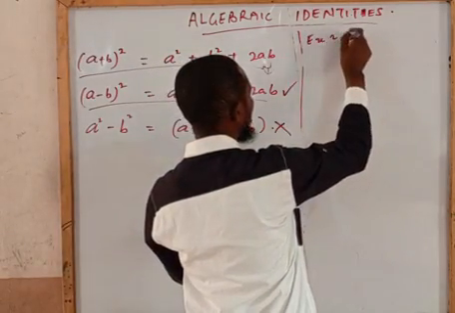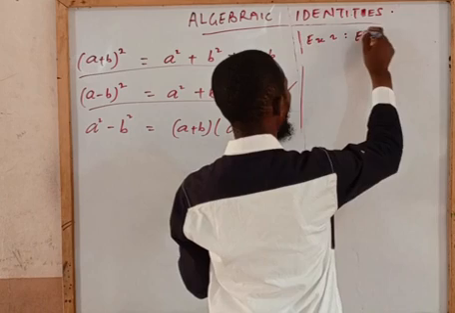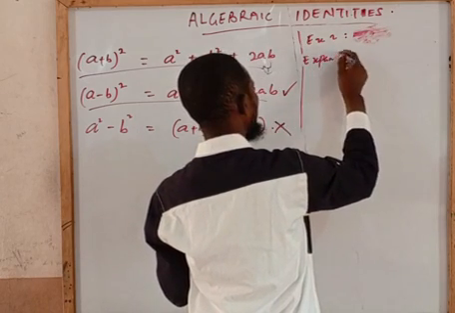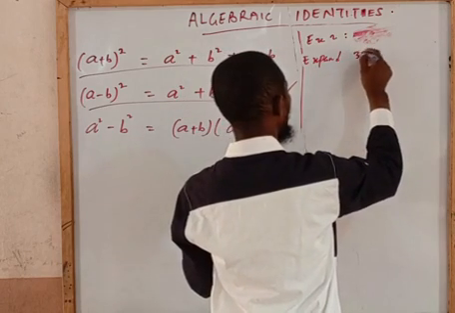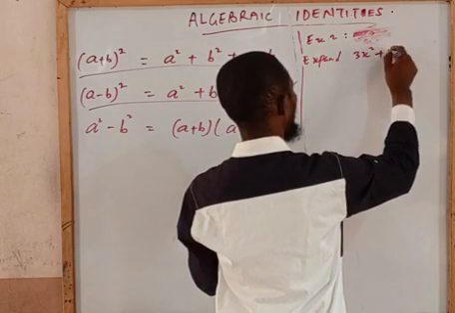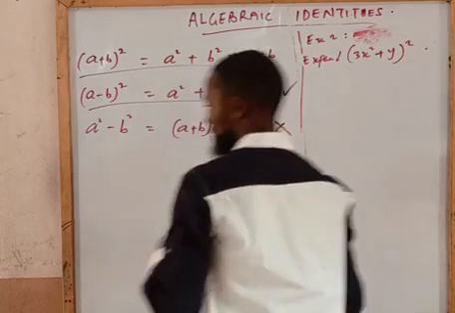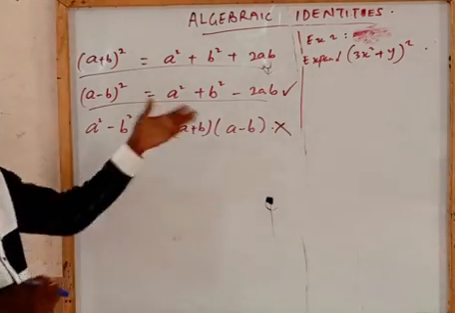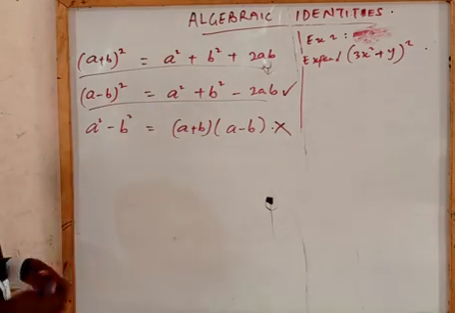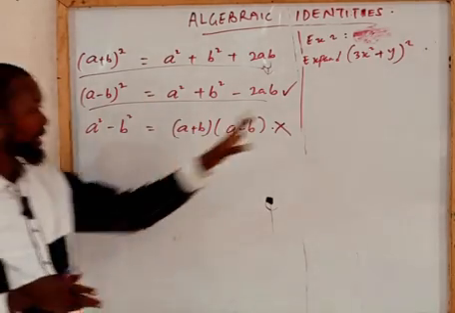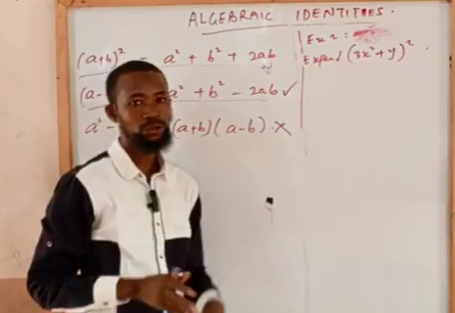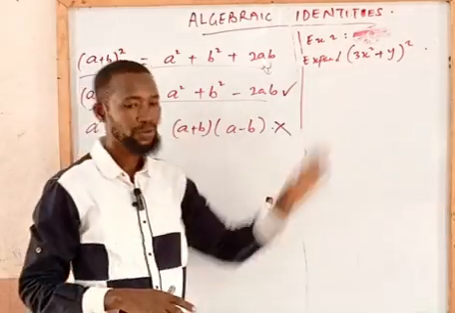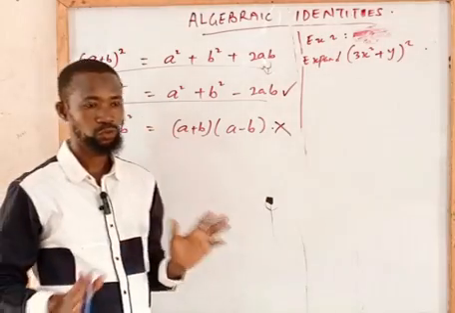So example 2 here. We are asked to expand 3x squared plus y, then everything squared. Now, we can use Pascal triangle mode of expansion to do this, but because we are presently dealing with the identity, we don't want to use Pascal triangle in doing this thing. So it is identity we want to use to do it.